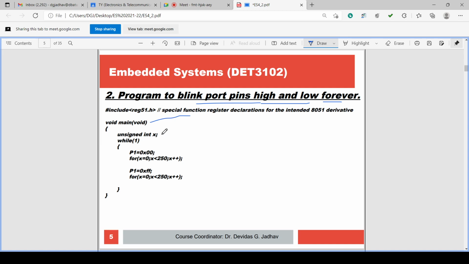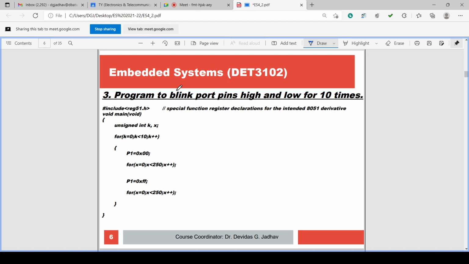Similarly, the next program is also the same, blinking the port pins high and low forever. Again, void main(void) is there, then curly brackets. For void main(void), it is defining the block of commands, the block of instructions. There is an unsigned integer x, a variable definition. While(1) is there, which is an infinite loop, forever. For the while, there is a block of instructions. P1 is sent 0, delay is there with the for loop. P1 is sent all 1, delay is there. So this runs forever.